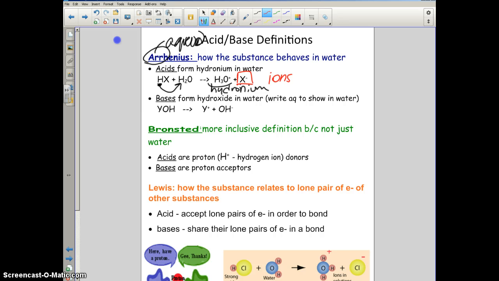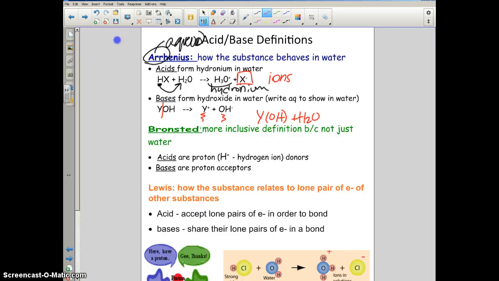Bases will do something very similar. A lot of times we don't write water with it because you can see that pretty much what's happening is it's cleaving in the middle and the OH goes off by itself, becomes OH minus, and Y plus becomes the other part. So you can also write this like YOH plus water, but a lot of times we don't like to write it like that because it doesn't fit our definition as well because of that whole reversibility that we previously talked about.